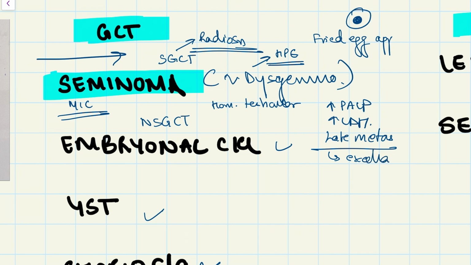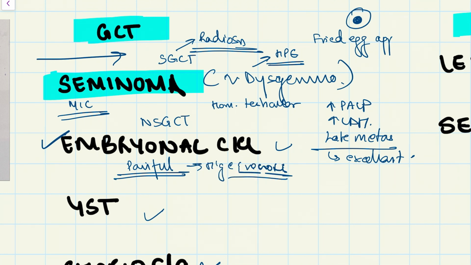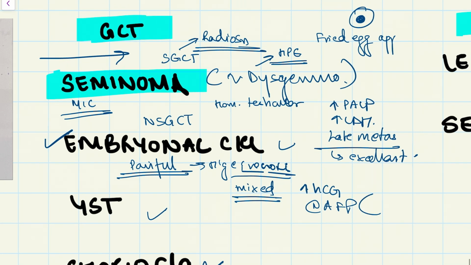Now, non-seminomatous is embryonal carcinoma. It is malignant and it is painful, right? Because there will be areas of hemorrhage and necrosis. Pure embryonal carcinomas are rare. It is usually seen as a mixed tumor with other tumor types. It is associated with increased HCG and a normal alpha fetoprotein, right? Alpha fetoprotein may be increased when it is a mixed variety.